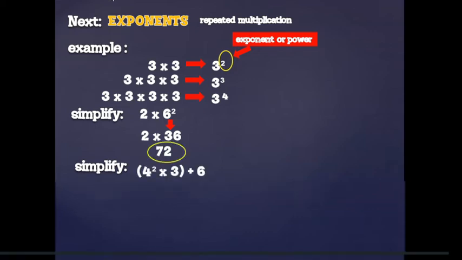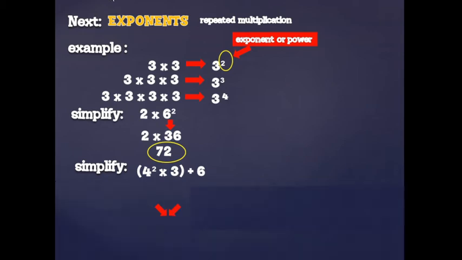Another example is 4 squared times 3, inside the parentheses, plus 6. Remember, we should solve first inside the parentheses or the grouping symbols. Whatever operation is inside the parentheses, you are doing the parentheses first. Parentheses just tell you where to start.